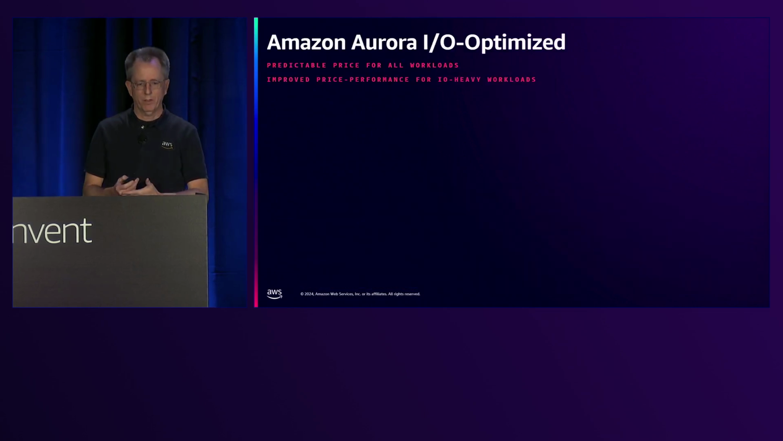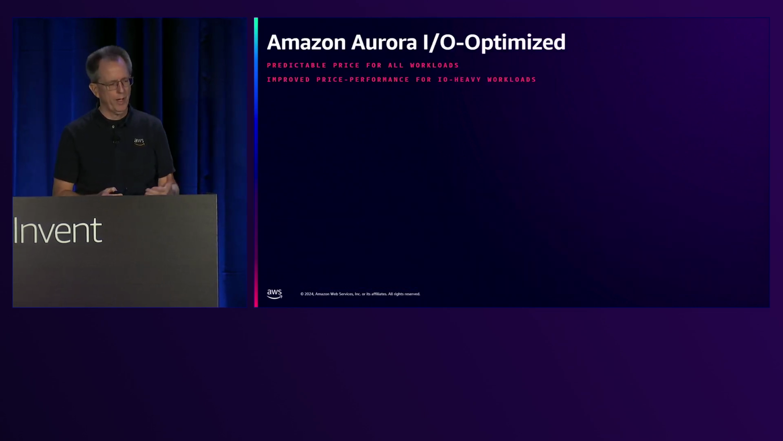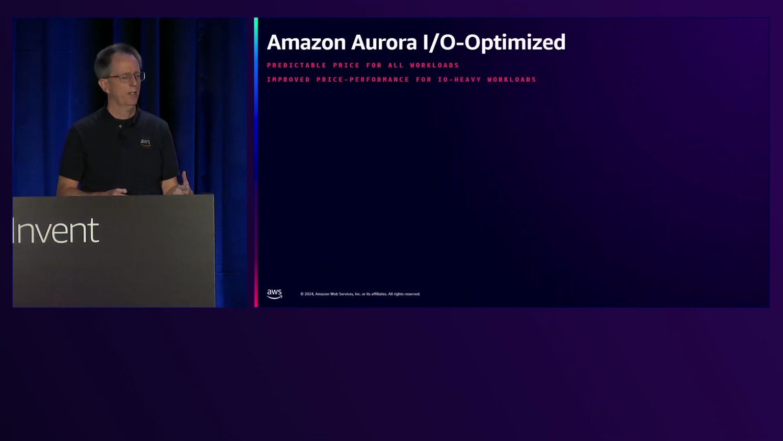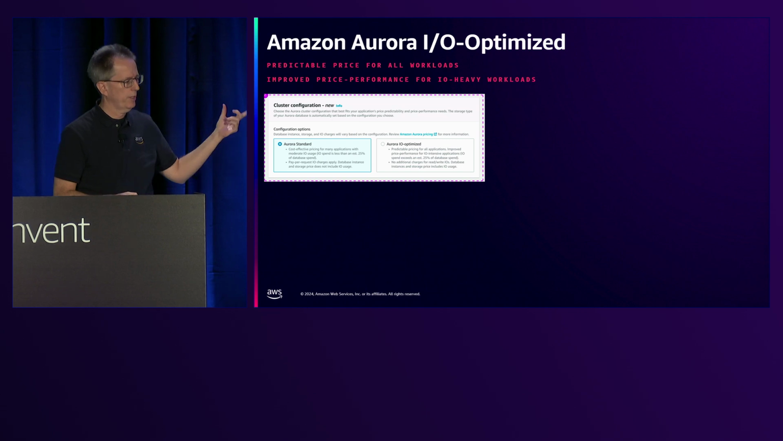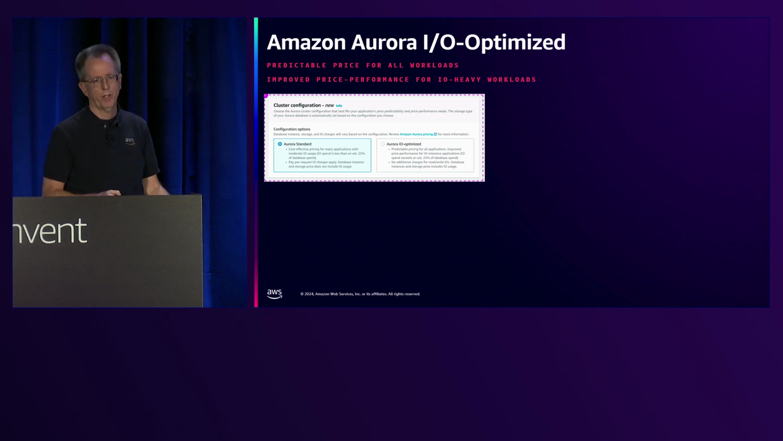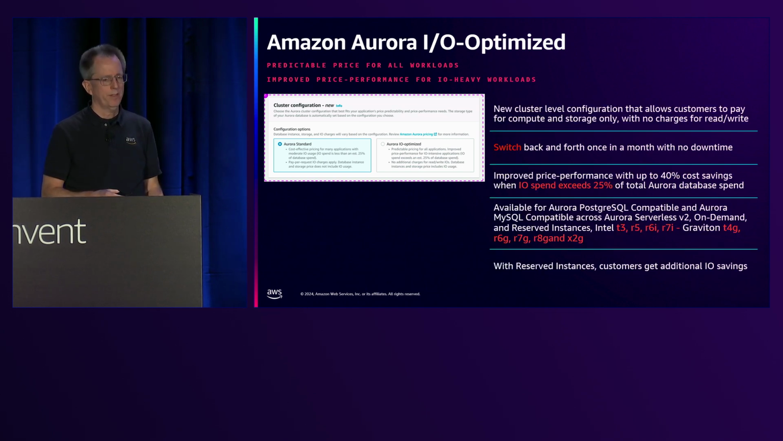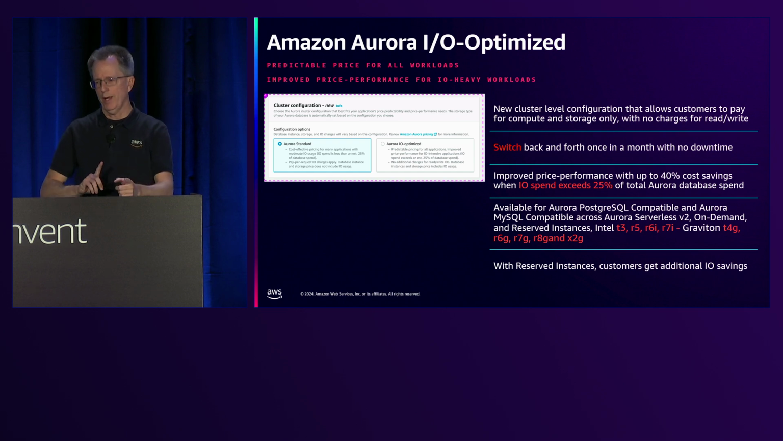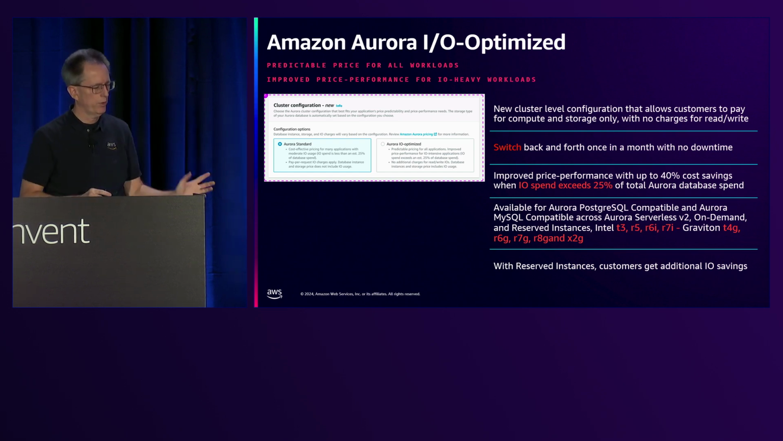So we delivered IO optimized, and this is really trying to get predictable pricing for all workloads, as well as improving the price performance for IO heavy ones. It's just a selection in the console or in the CLI. You can pick either one, right? And it's at the cluster level. That's important. You don't get this on an instance basis because it's about the storage. You can switch back and forth once a month. So if you need to try it and you don't like it, or vice versa, you can do that.